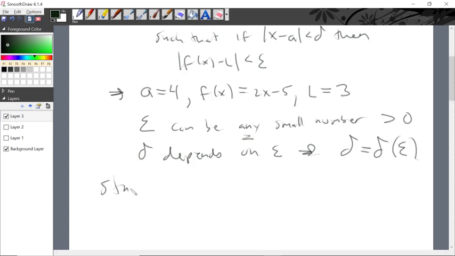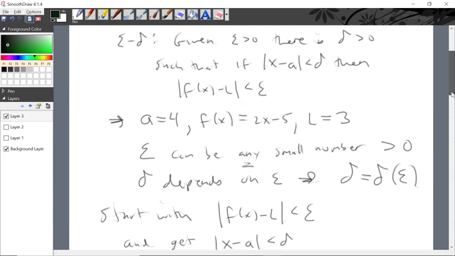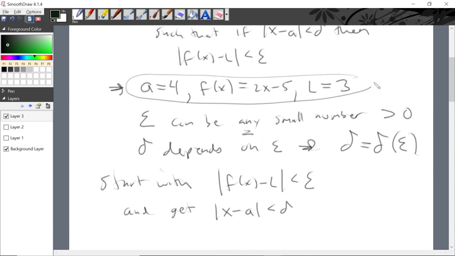Start with the statement that the absolute value of f of x minus L is less than epsilon, where epsilon can be anything. Okay? And get from that a statement that says the absolute value of x minus a is less than some delta in terms of an epsilon. Okay? Here's the ingredients we have to work with.